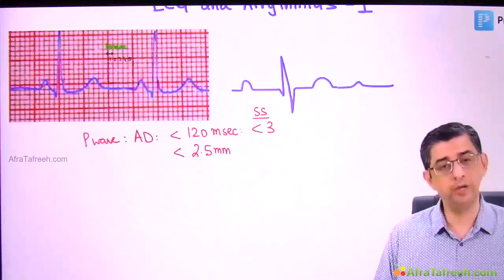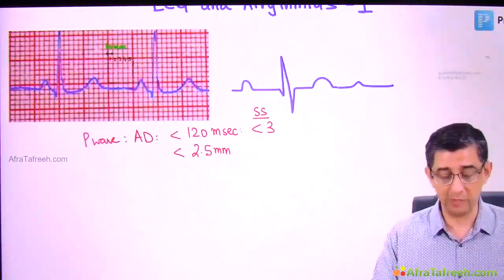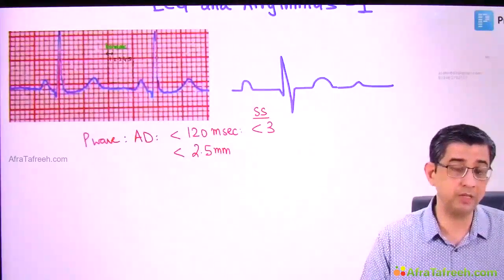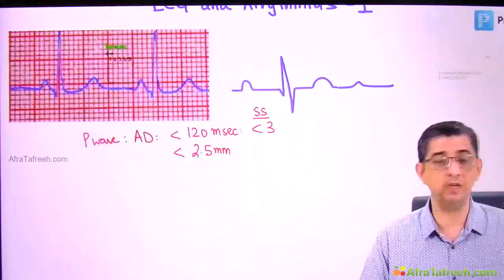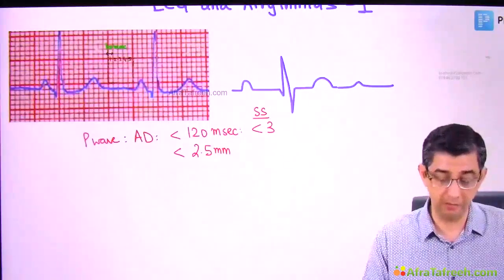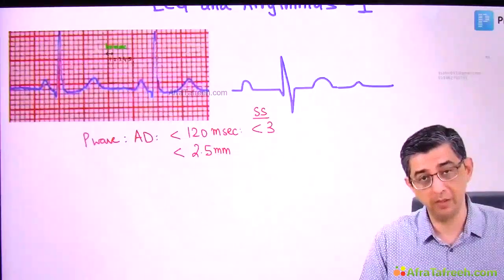The point is, at the moment you can remember only one, and why that is important is because they have asked about abnormalities like P pulmonale. So I can mention one question straightforward here. P pulmonale will have a vertical height of more than 2.5 millimeter.